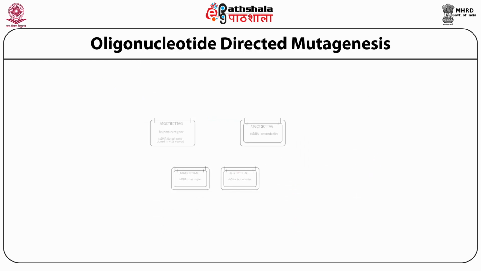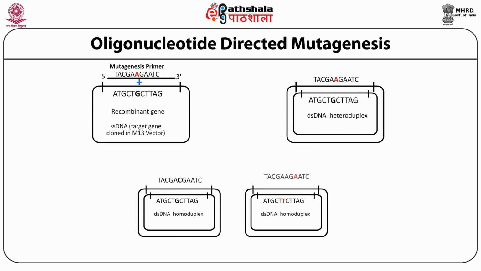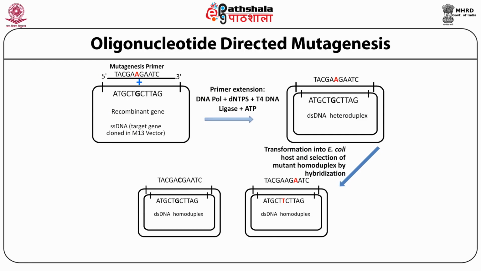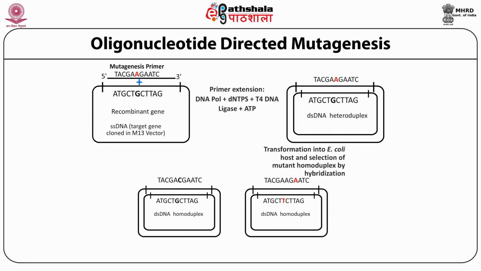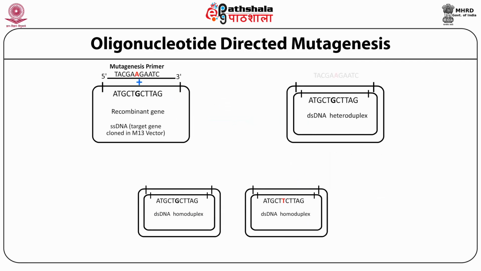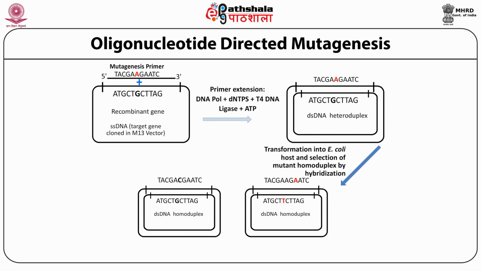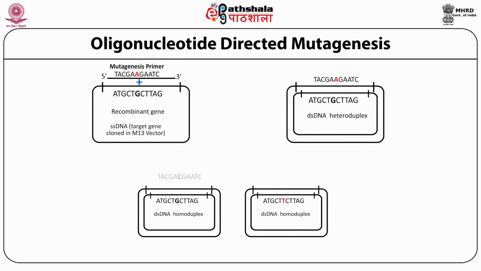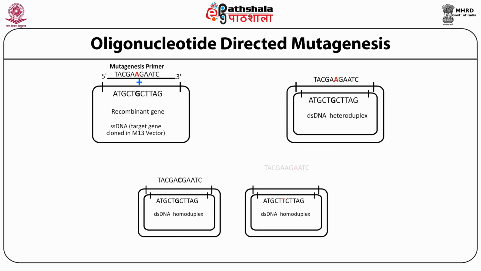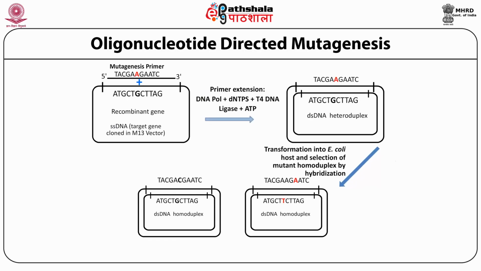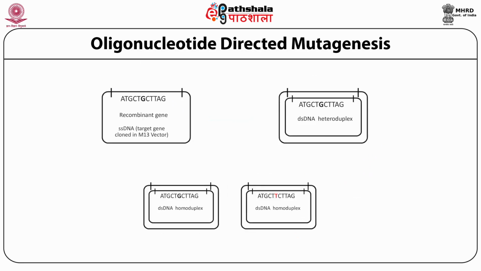So this is, as I told, an oligonucleotide-directed mutagenesis. The primer which is used in this method is actually harboring the mutation in it. Generally you would require a single-stranded target gene, which you can generate by cloning your DNA into an M13 vector. The primer and the target gene are mixed together, and the reaction is performed in the presence of DNA polymerase, dNTPs, T4 DNA ligase, and ATP. And then, as you see, it results in the synthesis of double-stranded DNA.